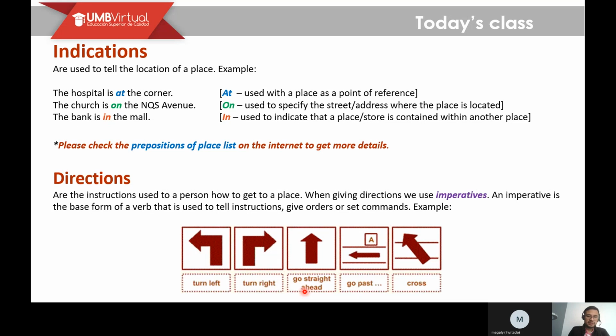Right, let's continue with directions. Directions are the instructions used to tell a person how to get to a place. When giving directions, we use the imperatives. An imperative is the base form of a verb used to give instructions. For example, cross the park, cross the street. The usual ones: go straight ahead, turn right, turn left, go past.